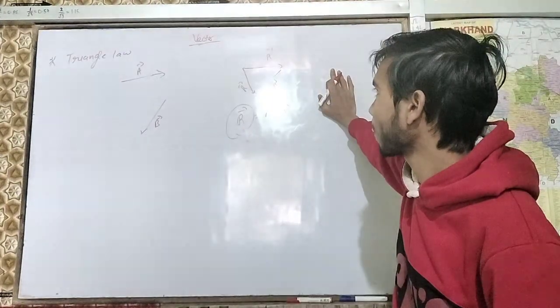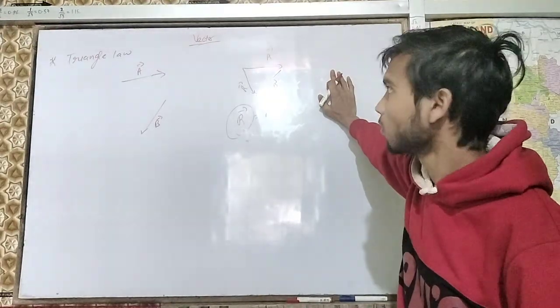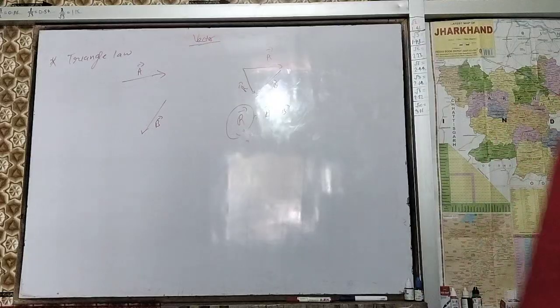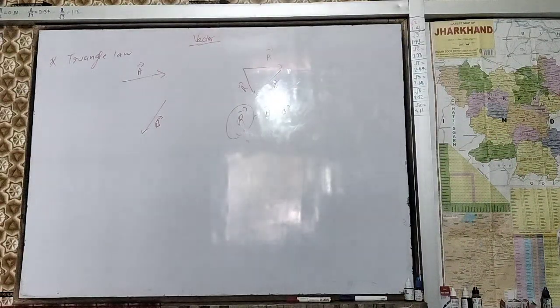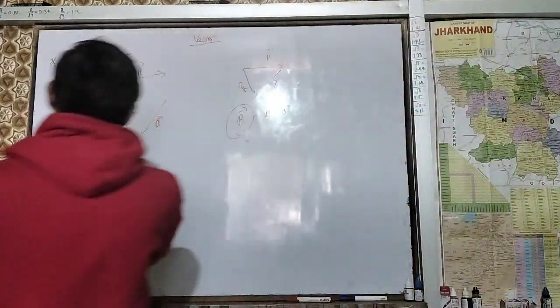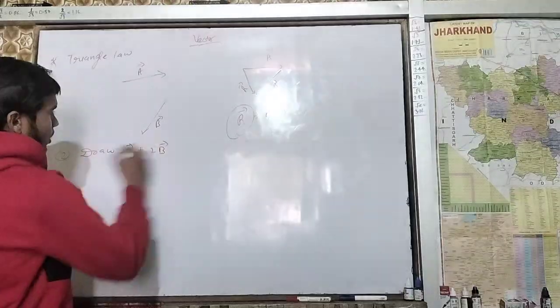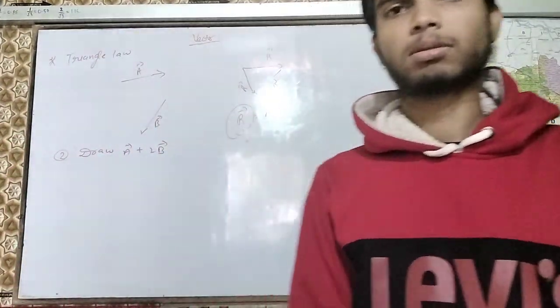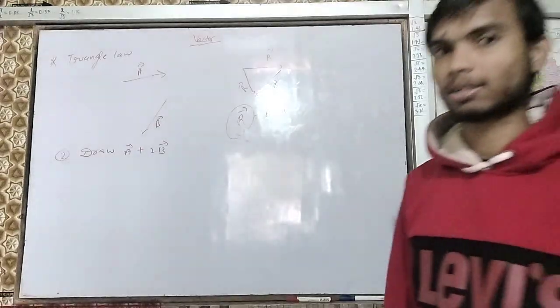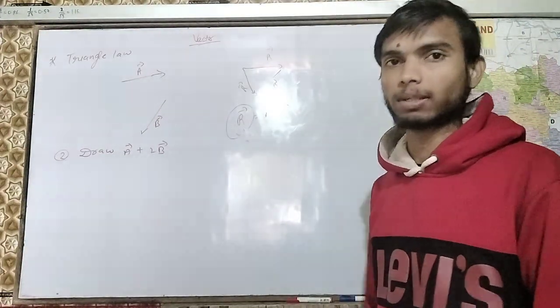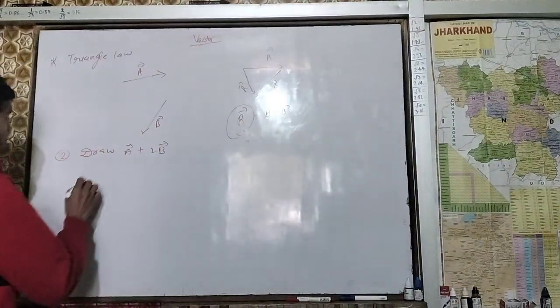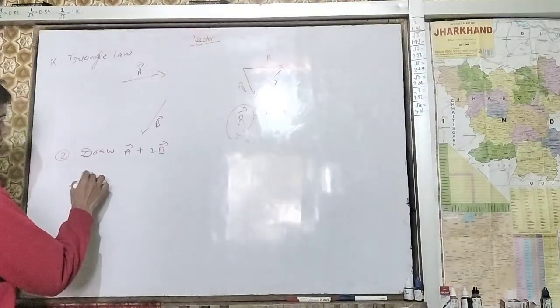Okay. You can shift if two vectors are given separately. Then second is draw vector A plus 2 vector B. Question is like this. Figures of vectors A and B are not given, but you can draw. Let's say vector A is like this.